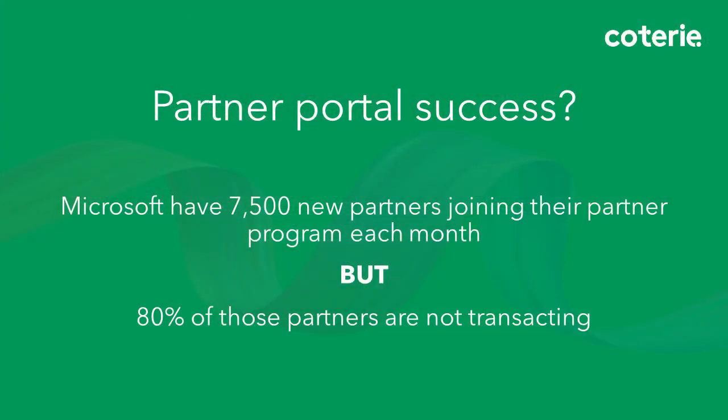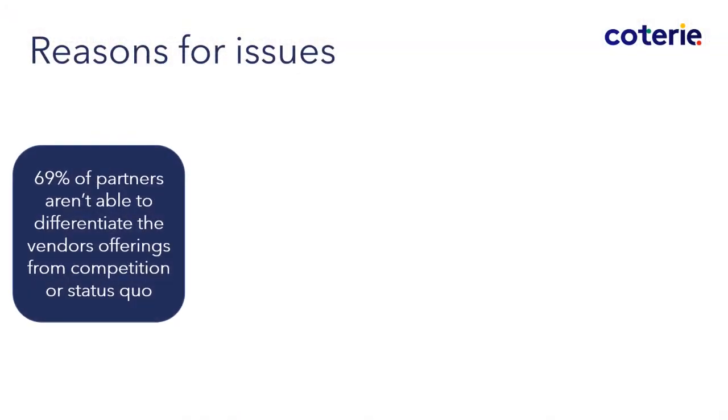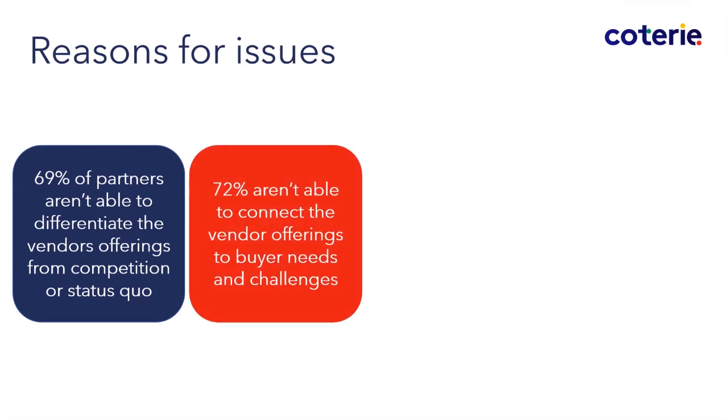One that sticks out in mind really is Microsoft, where they have 7,500 new partners joining their partner program each month, which is great, lots of partners, but around 80% of those partners are not actually transacting, which is a problem. Obviously, there's lost opportunity there for Microsoft. And there's a few different reasons why that's happening, and a lot of that is based on the partner portal. So a study by Pereira showed that about 69% of partners, first of all, aren't able to differentiate the vendor's offerings compared to the vendor's competition or the status quo for their customers. But also 72% weren't able to connect the vendor's offerings to the buyer's needs or buyer's challenges.